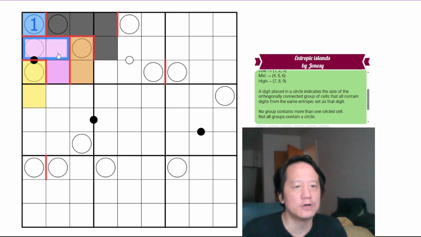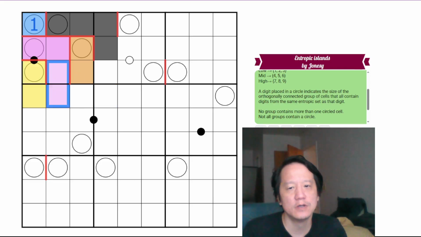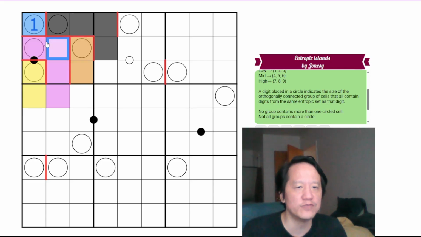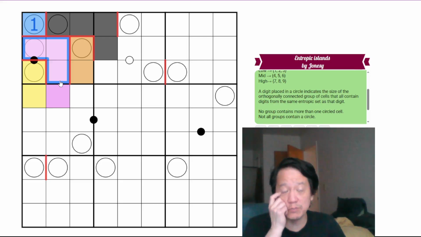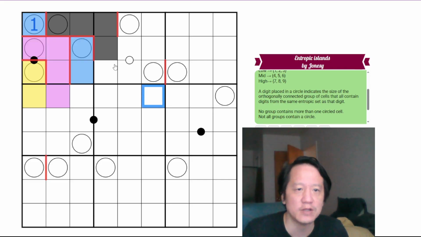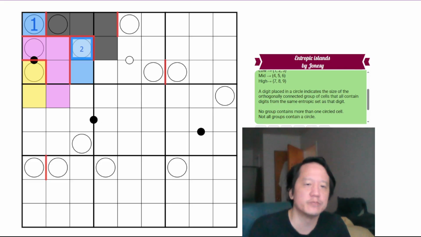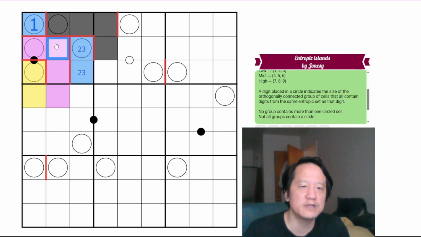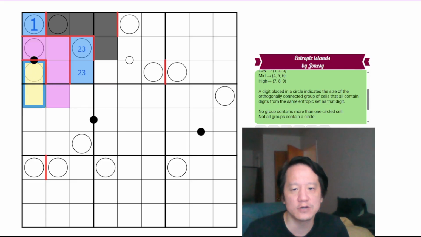So these are all the same entropic set. So again, pink has to get out here. And we know that these digits are one entropic set. These are the other entropic set. So this can't be either of these entropic sets. And one of them must be mid, and one of them has to be high, which means these all have to be low. So this is 2 and 3 as a pair. We have 3 pink cells in this box, so this can't be pink. It must be dark entropic set.